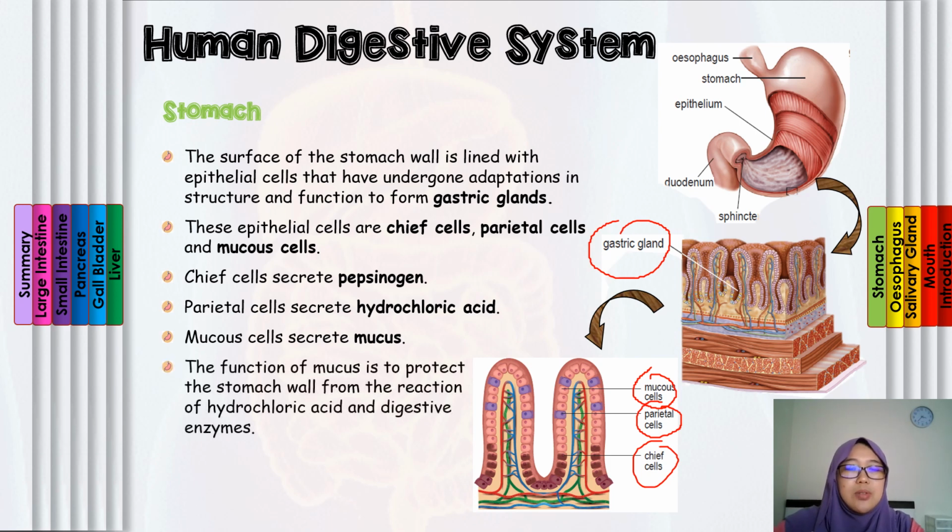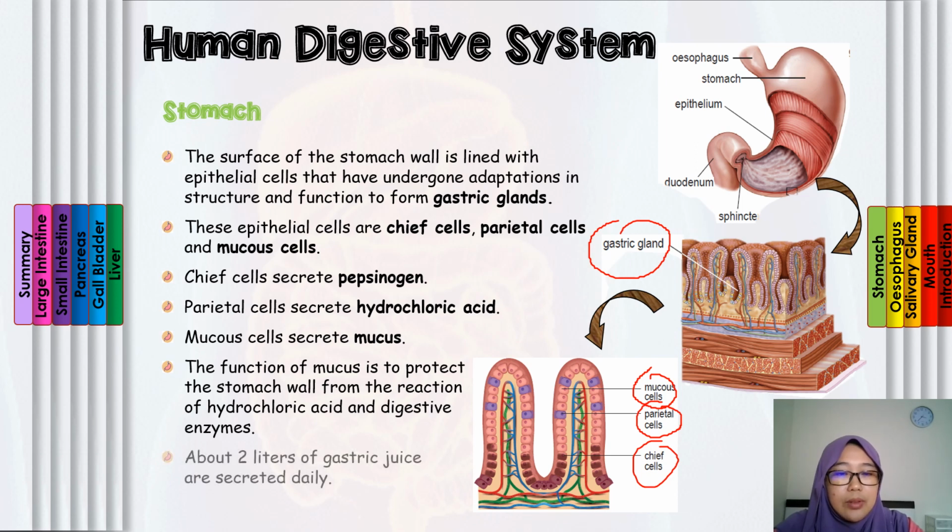The function of mucus is to protect the stomach wall from the reactions of hydrochloric acid and the digestion of enzyme. About 2 liters of gastric juice are secreted daily.